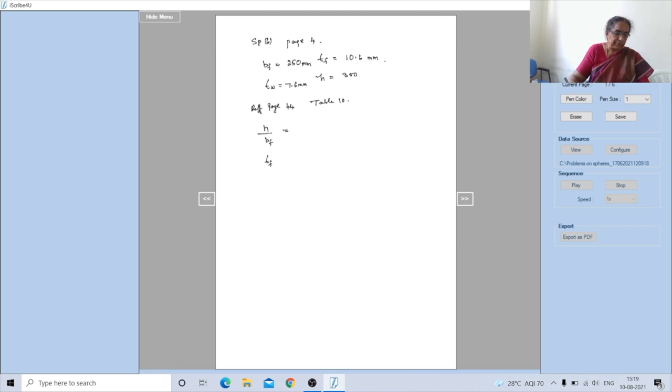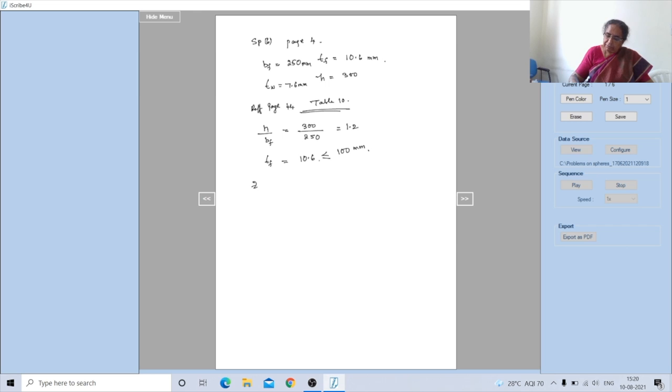So first I'll calculate H by BF, that is 300 divided by 250, nothing but 1.2. Then our TF, thickness of the flange, is 10.6 mm. So come to this table, table 10, page number 44. See, here in the first case H by BF is greater than 1.2. Ours is not greater, ours is equal. So come to the next block in the table, H by BF less than or equal to 1.2. So I have to consider this, and TF greater than 100 mm. Our TF is not greater than 100 mm, ours is less than or equal to 100 mm.